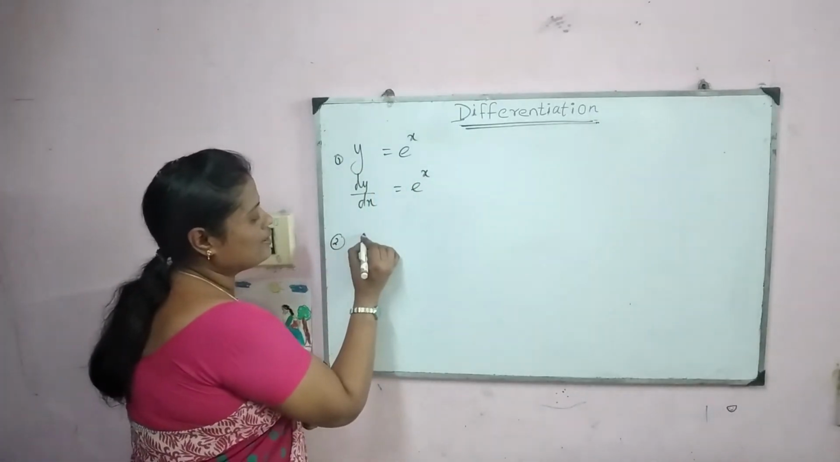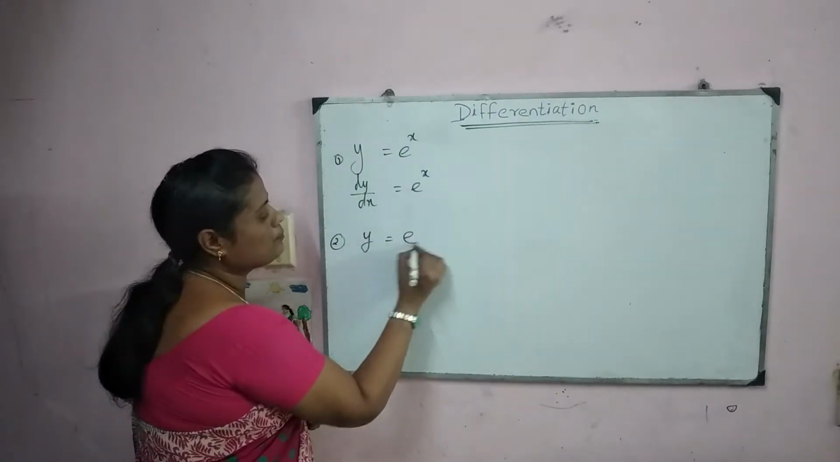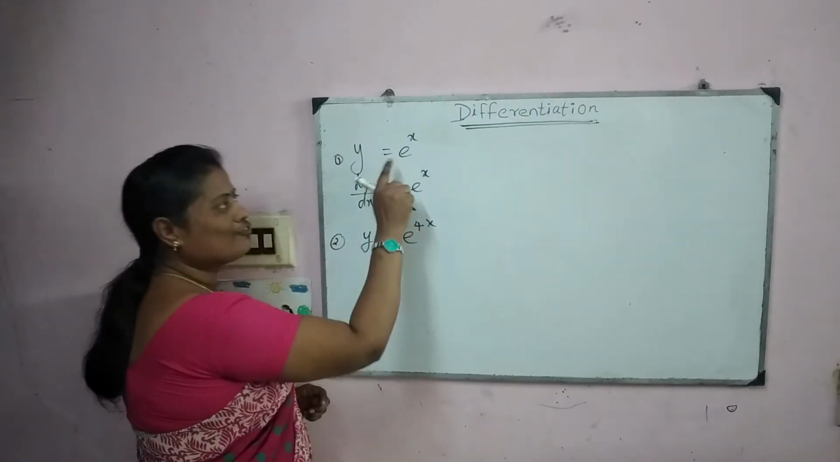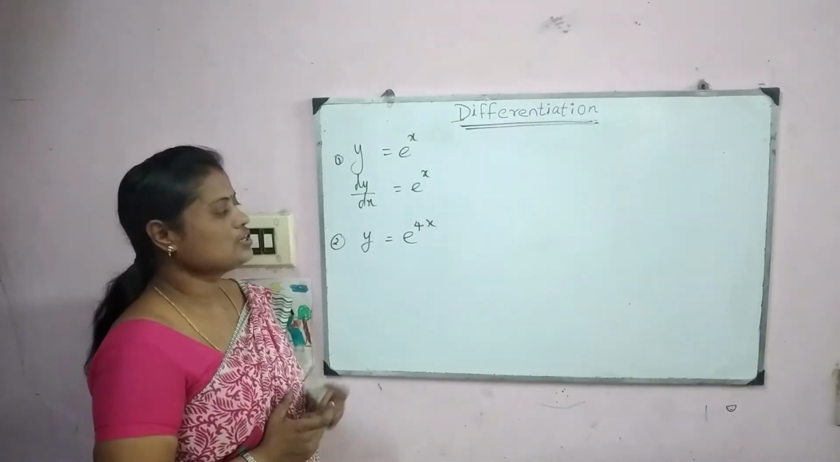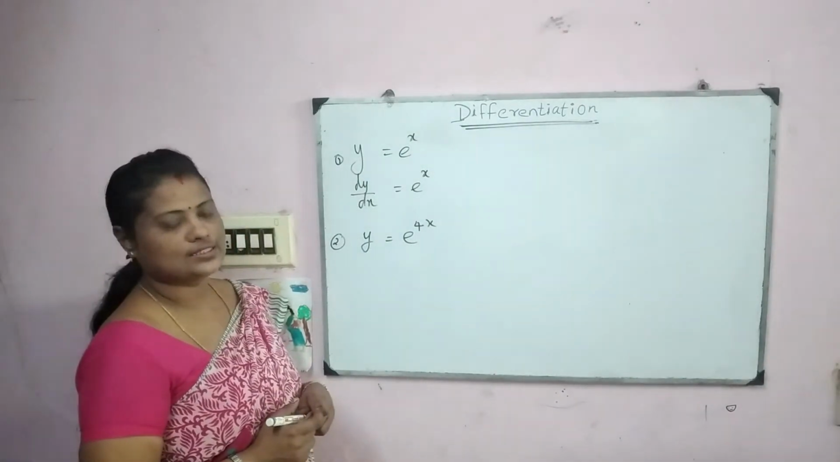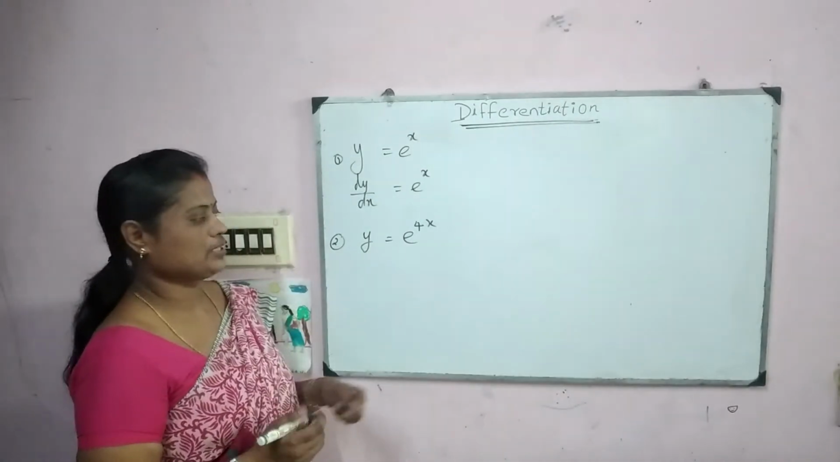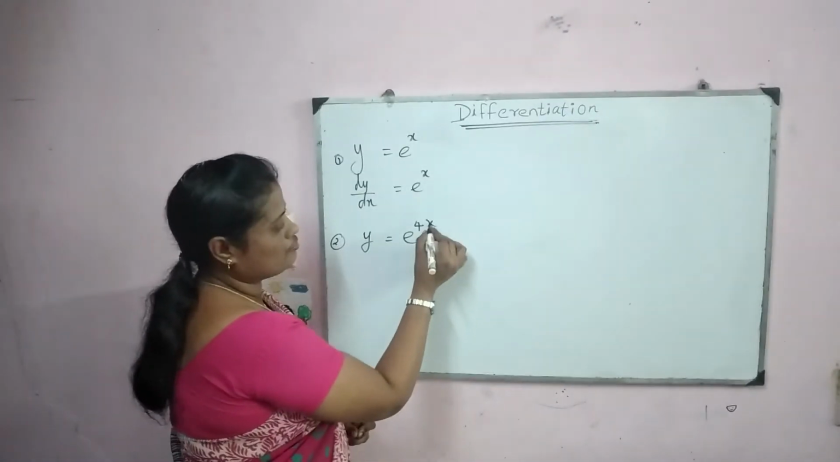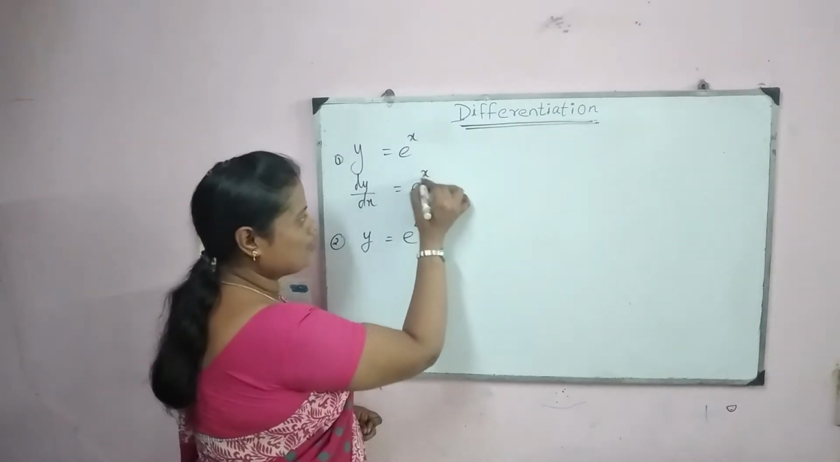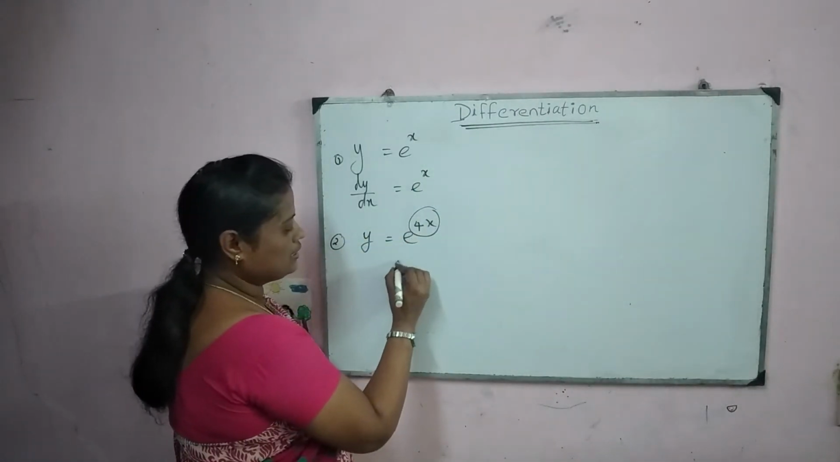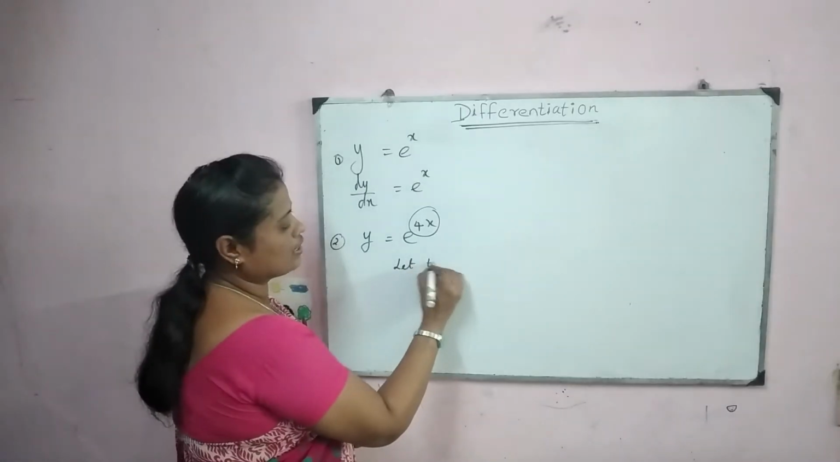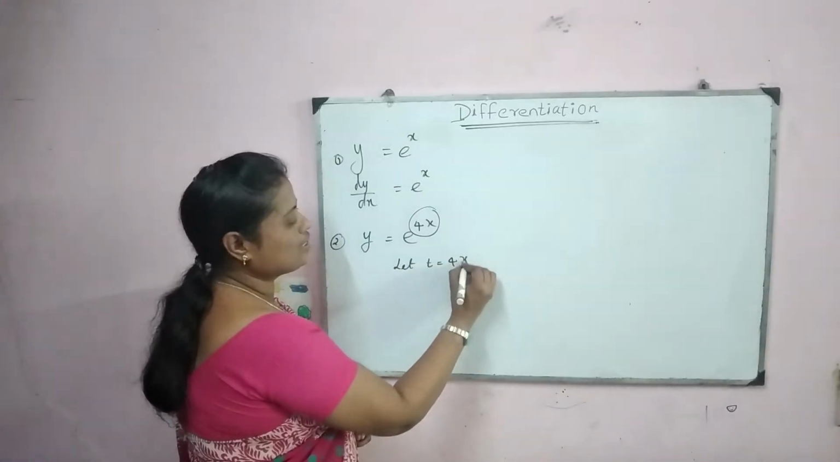Second one, if I give y is equal to e power 4x, we know the formula only for e power x. e power 4x we don't know the formula. So here we are going to apply the function of function method. Instead of e power x, here we have e power 4x. So take that value, let t equal to 4x and differentiate this.